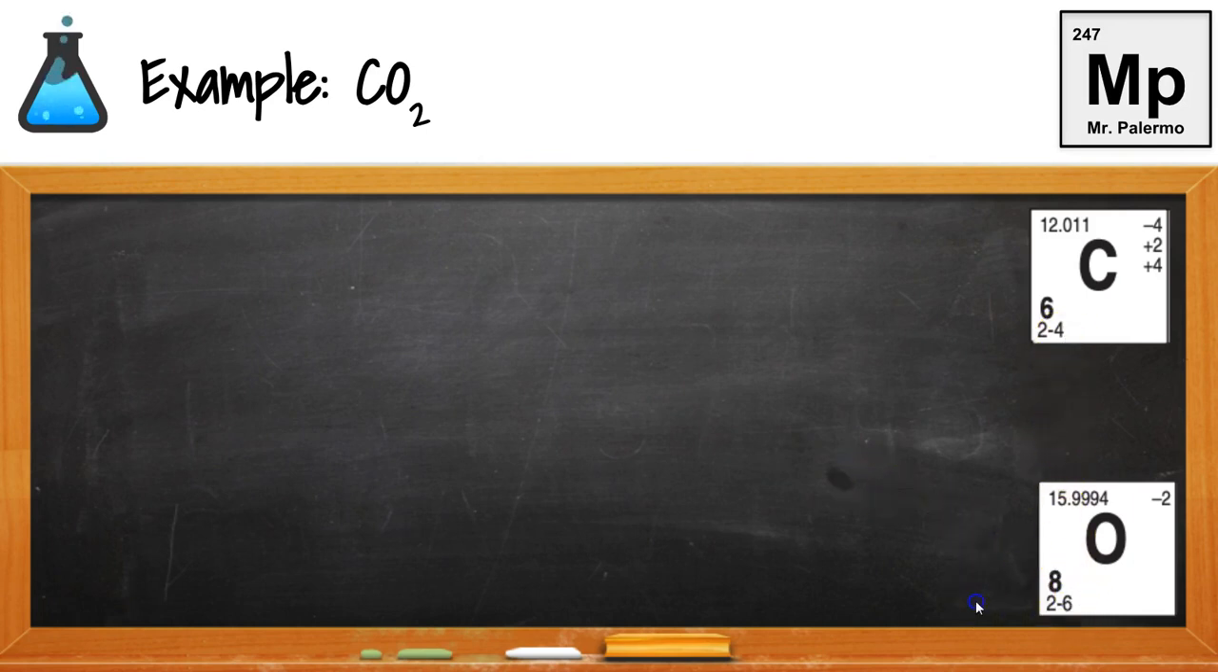Since I have 2 oxygens, I have 6 and 6 is 12, plus my 4 from carbon gives me a total of 16 electrons. Now, I like to start with the unique atom first, the one that appears only once. That's going to be my central atom. So that's the carbon. So we'll start with that one first.